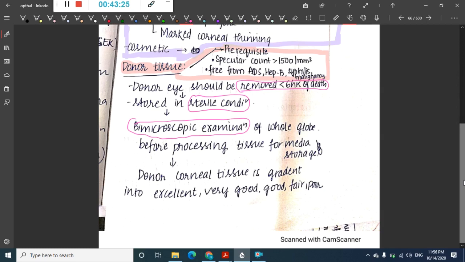Then you will have to do bio-microscopic examination of the whole globe before processing the tissue for media storage. If it is corneal tissue, it is again graded. The corneal tissue is graded as excellent, very good, good, or fair.